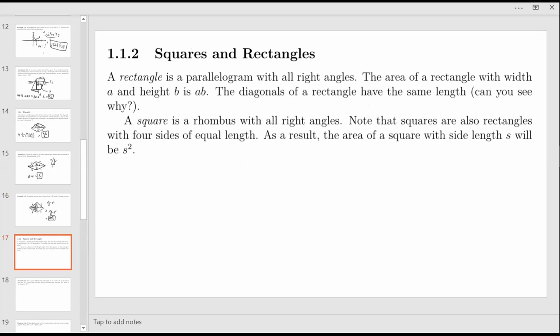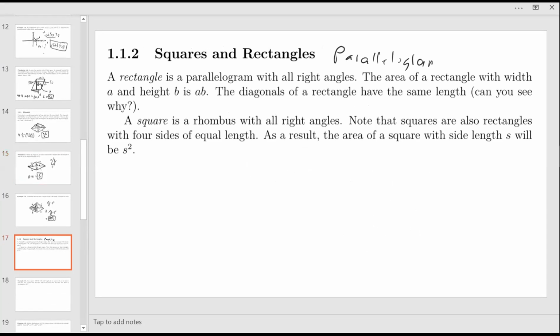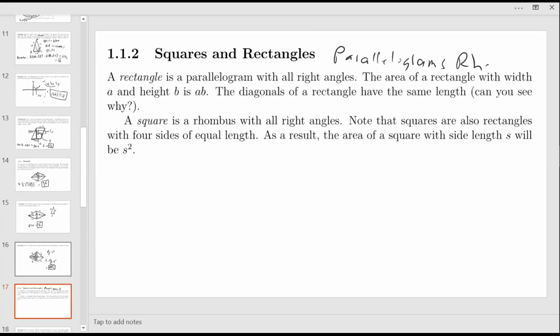Okay, next we'll be looking at squares and rectangles. We're covering these sequentially. So squares and rectangles are just parallelograms and rhombi. Or a square is a rhombus.